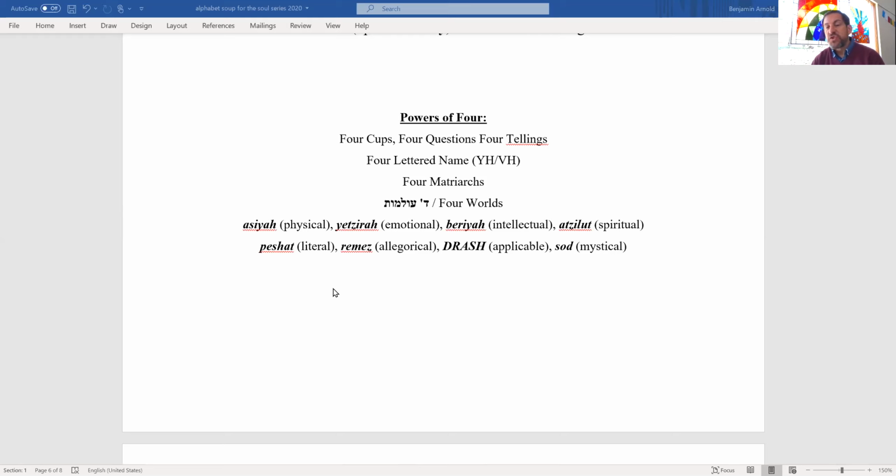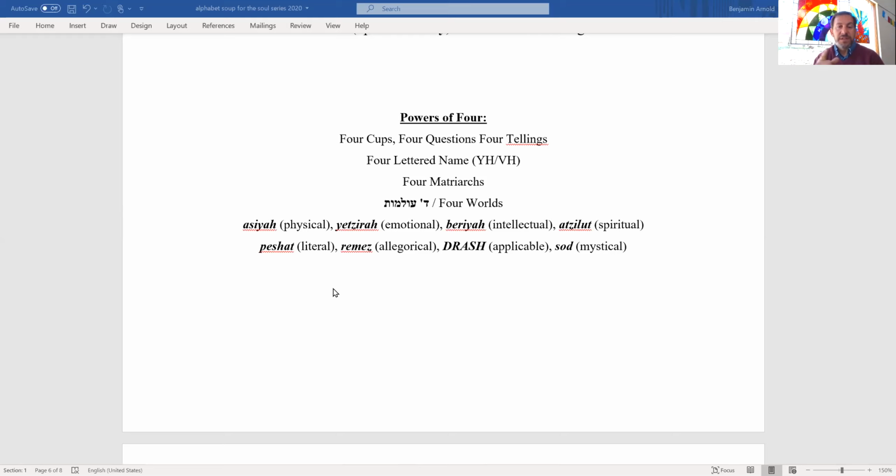And the last is Sod. Sod means a secret or a hidden element. So sod represents the mystical meaning. Sometimes that's a gematria, sort of a numerical equivalent, or some reference to a deeper understanding of psyche and God.